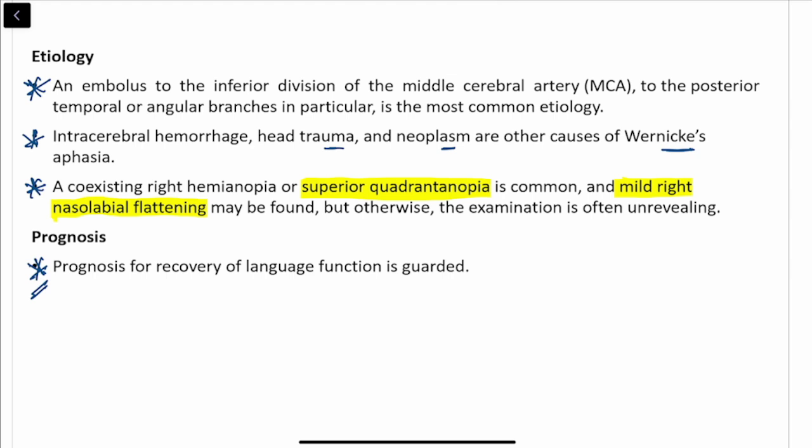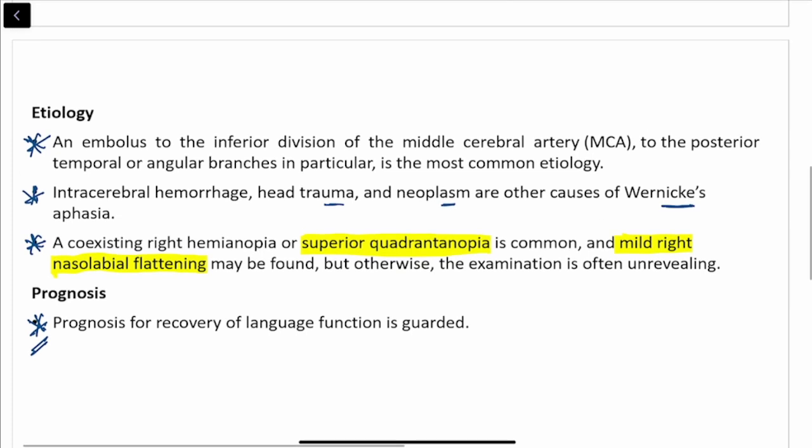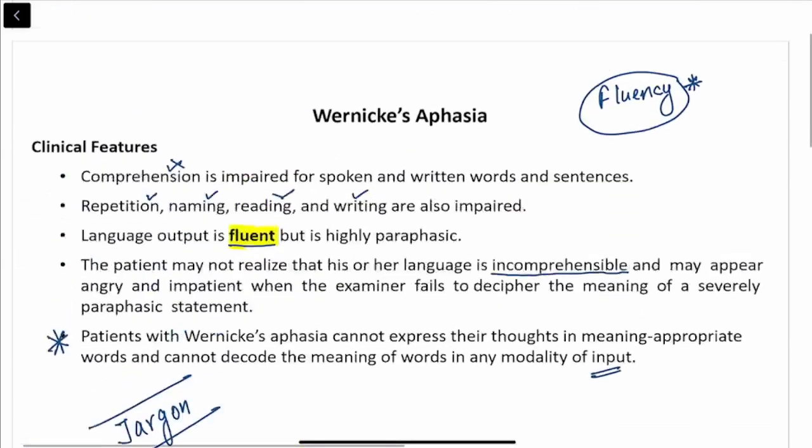Though recovery may occur within 1 to 2 months, after that there will be no recovery, and the recovery that happens is very little. So the patient does not recover. We have to consider that. So that is all about the prognosis of Wernicke's aphasia. This is all about Wernicke's aphasia.